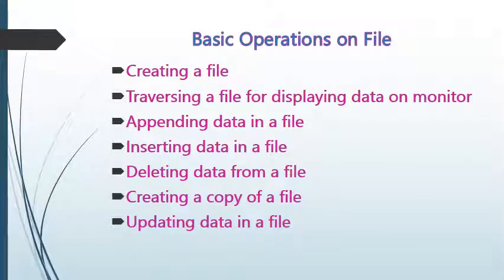Seven basic operations on a file. The first one: if you want to work with a file, definitely you have to create a file. Traversing a file is done for displaying the content of the file on your monitor. Then, if you have content in your file and you want to add new data, that particular operation we call appending, without losing the previous content.